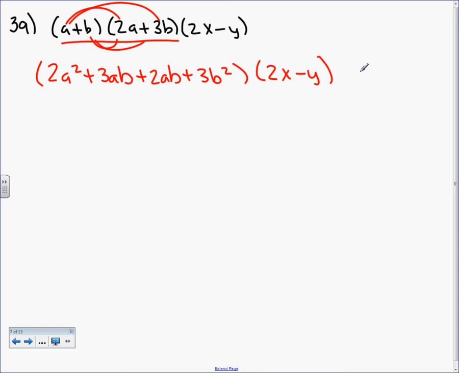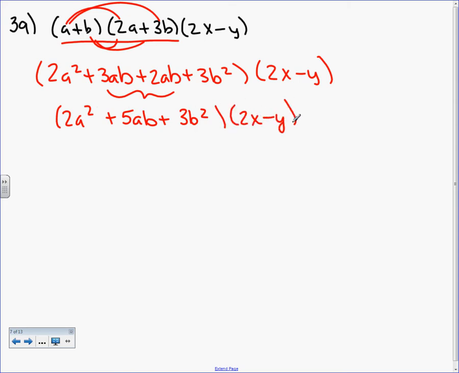Do you understand that ab and ba are literally the same thing? I try to write them the exact same way so I remember that they're common terms and I can add them. But if you write ab and ba, that's fine too. 99% of the time, these are going to be like terms and you can combine them. So let's do that. I've got 2a squared plus 5ab plus 3b squared. Is everybody okay with what we have right now?